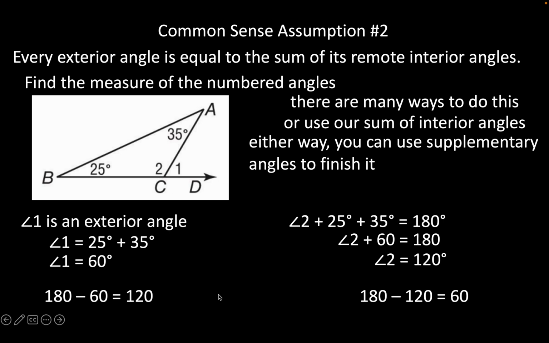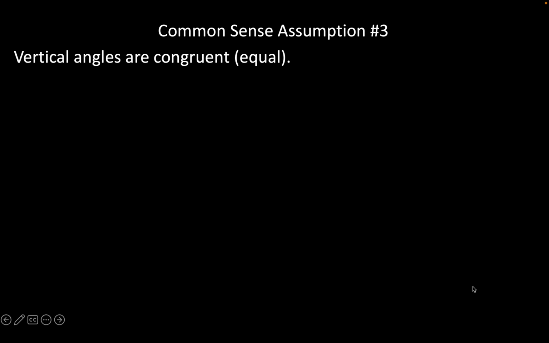But notice 120, 120, 60, 60. There's a lot of different ways to do that stuff. You just want to be careful and you want to make sure you figure out what's going on and just make a choice. Vertical angles are also congruent, or what we call equal.